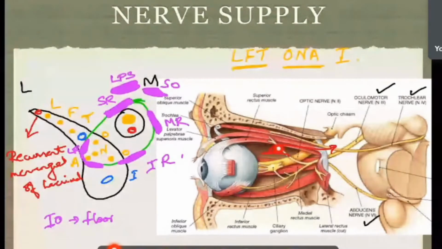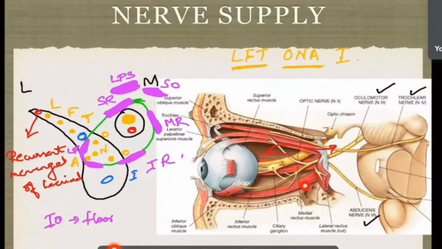So the upper division of oculomotor nerve is going to supply which all muscles? Which is this muscle? This is the superior rectus, and above that, which muscle is this? This is the levator palpebrae. So the upper division of oculomotor nerve supplies the superior rectus, and then it supplies the levator palpebrae superioris. And you can see this is the lower division of oculomotor nerve, and that is going to supply.